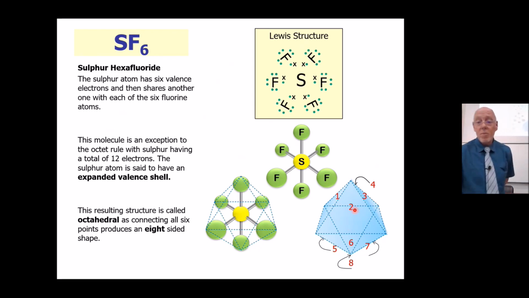And the square pyramid on top has got four sides, 1, 2, 3, and 4. The bottom has also got four, so you get 5, 6, 7, and 8. That's where the eight comes from. It's an octahedral structure, octahedral shape. It's got eight faces. I hope that makes sense.